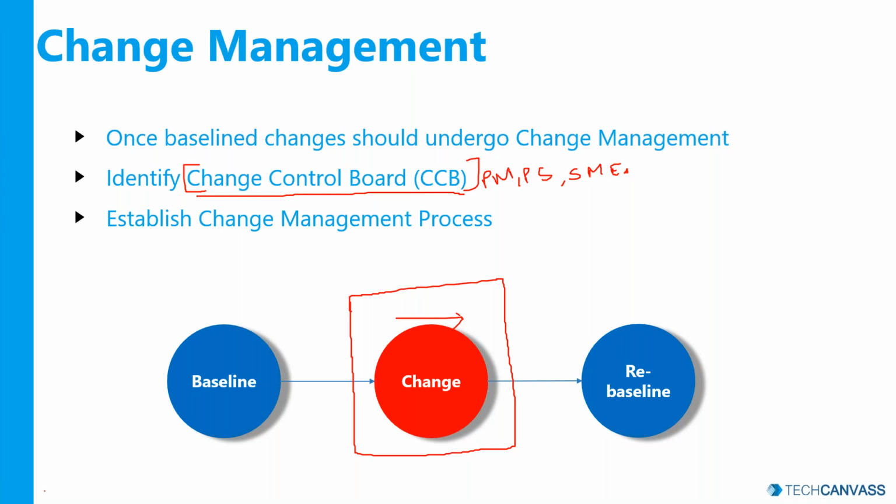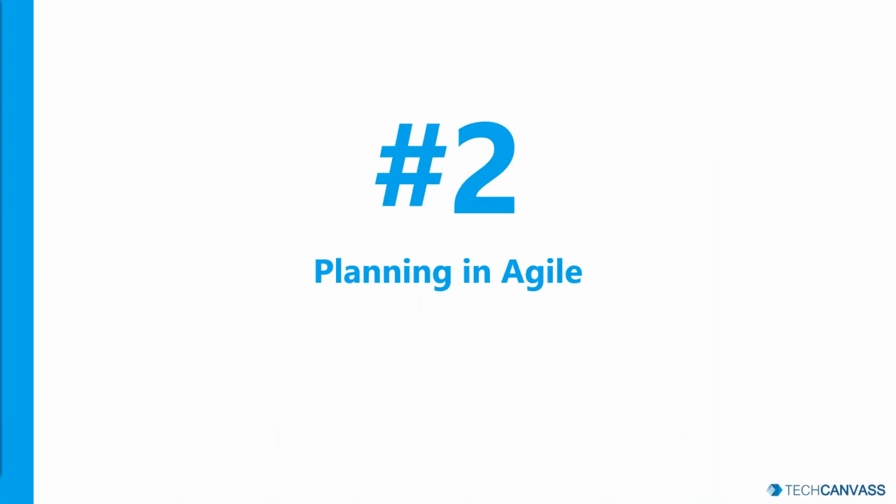Okay, so far we talked about how planning is done in waterfall methodology. Let us look at how planning happens in Agile. You might have seen a pattern there in waterfall planning. We plan once, and we execute once, and then finally we deliver.